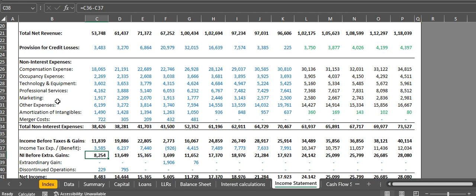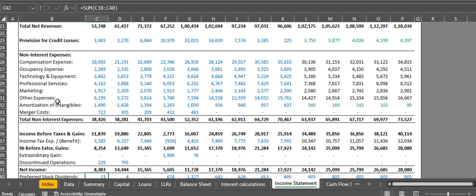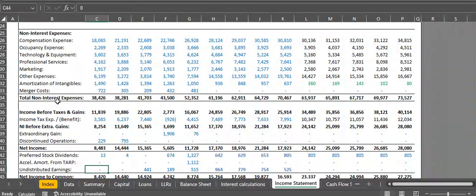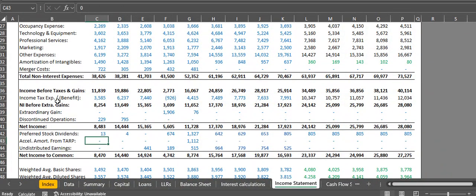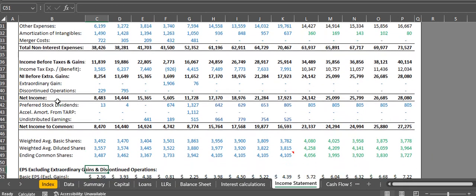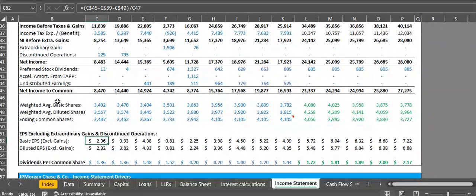Then we have the income tax expense. Then we have the net income before the extraordinary gains. Then the extraordinary gains are here. Then we have the discontinued operations and net income. Then we have the preferred stock dividends or the accelerated amortization from the TARP, undistributed earnings, and net income to the company or the common. Then we have the weighted average basic shares and other shares. Then we have the weighted average diluted shares for the company. Then we have the ending common shares. Then we have the EPS, basic EPS and diluted EPS. Then we have the dividend per common share.